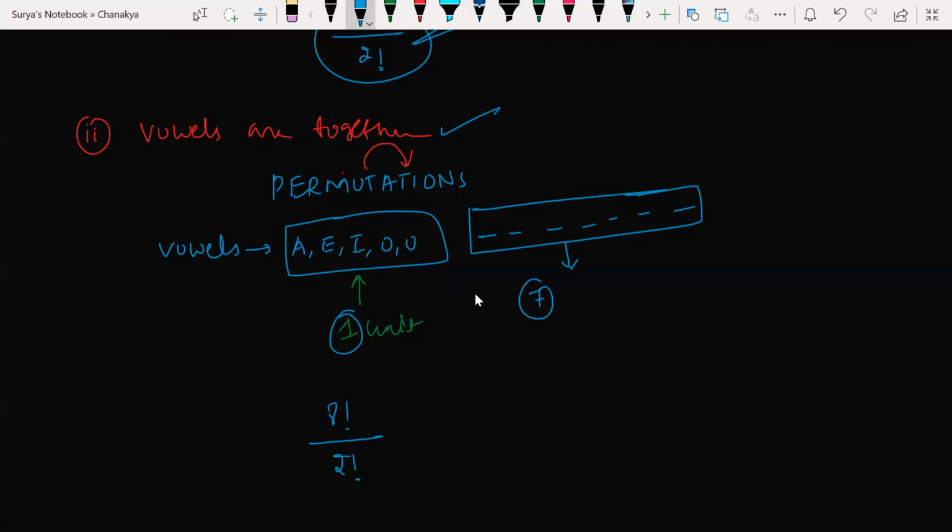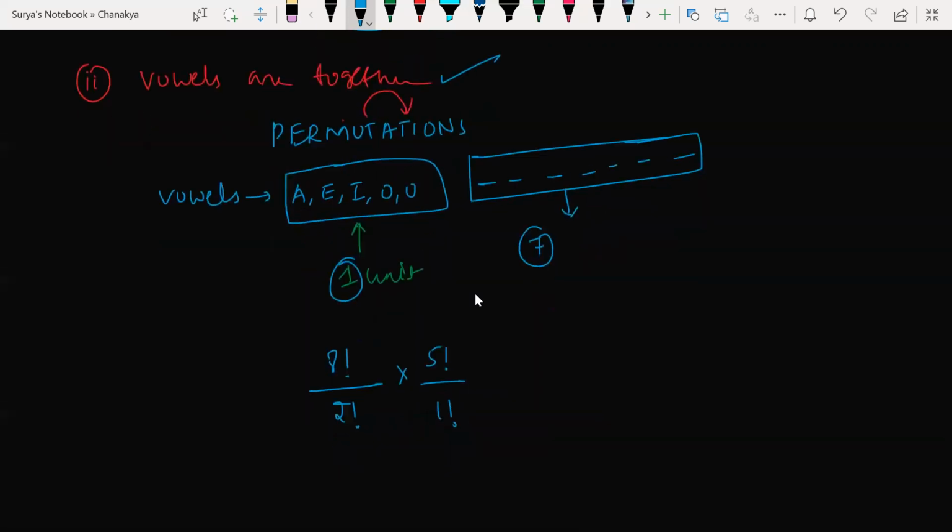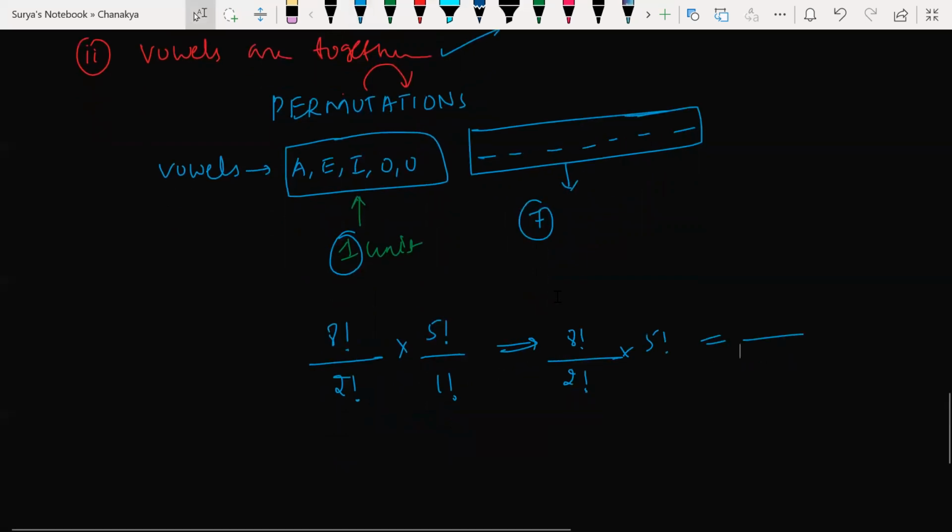Getting my point? Into these 5 different vowels, which can be arranged in 5 different ways, divided by no repetition, only 1 factorial. Hope it is clear. Is it clear with everyone? So into 5 factorial. Calculate this, whatever the answer is going to be. Very simple multiplication only. Please do calculate that. Next question.